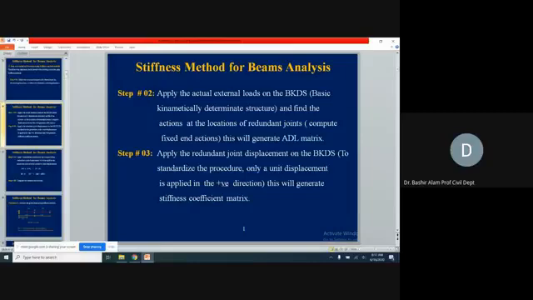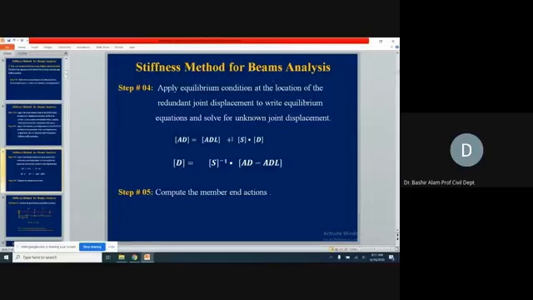So now we have all the 3 numbers. We have AD, we have ADL, and we have the stiffness S matrix also. So in step number 4, we go and solve the equilibrium equation now. And the equilibrium equation is AD is equal to ADL plus S times D. Already we discussed this derivation in detail, and what the various terms are for. So if we rearrange this, D, which is the unknown, is equal to S inverse times AD minus ADL.